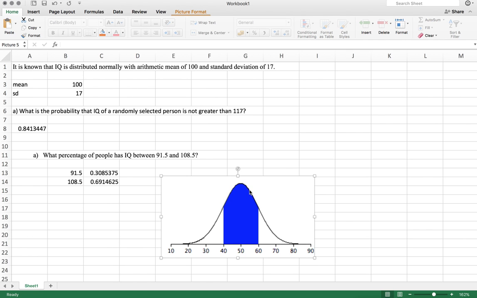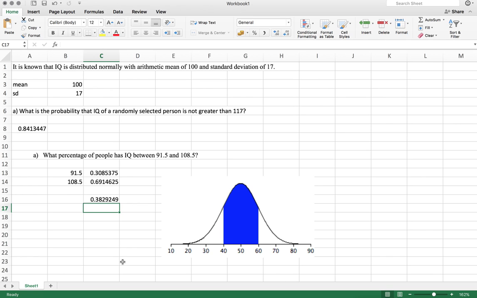Now, remember, I'm looking for this area. The first number gives me the white area left of the first value, whereas the second number gives me the whole area, so the blue one and the white one. So in order to just get the blue area, I need to subtract the first number from the second one. So the answer to my question will be the difference of this probability less the first probability. To answer the question, 38.3% of people have an IQ between 91.5 and 108.5.